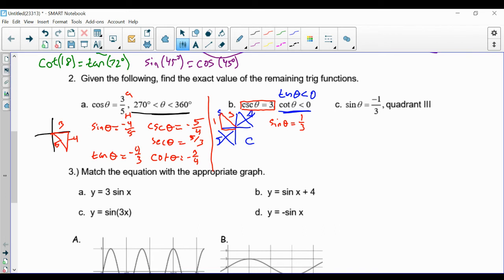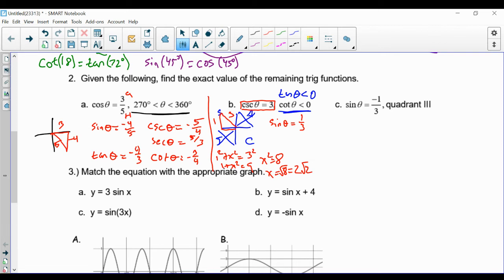And now, just like the first problem, I have to figure out the last side. But unlike the first problem, it is not a nice Pythagorean triple. I have to use the Pythagorean theorem. So I'm going to do 1 squared plus x squared equals 3 squared. I get 1 plus x squared equals 9. Subtract the 1, x squared equals 8. And I get the square root of 8, which, if you simplify it, you could break up into square root of 4 and square root of 2. So square root of 8 really becomes 2 square root of 2.